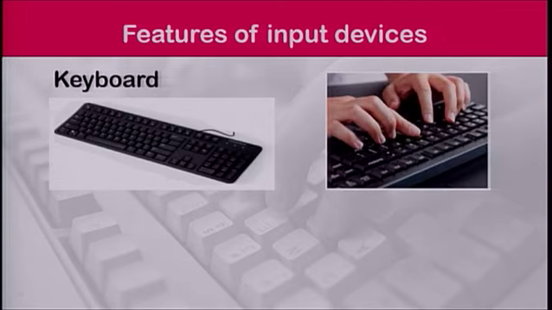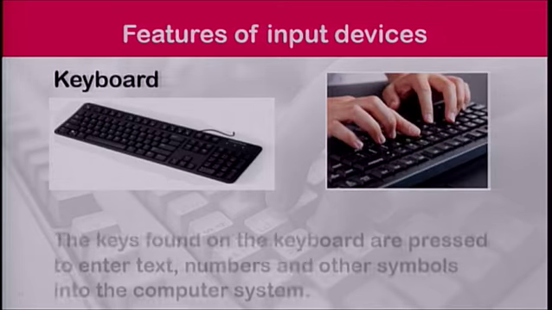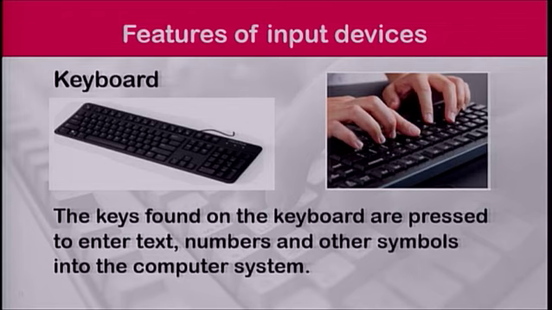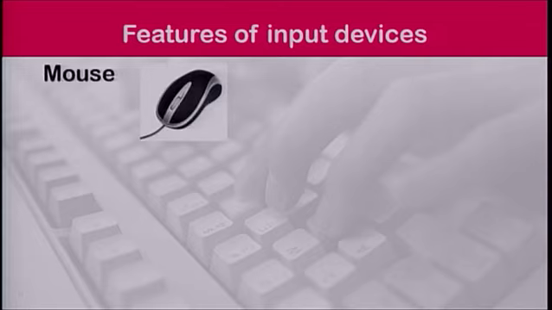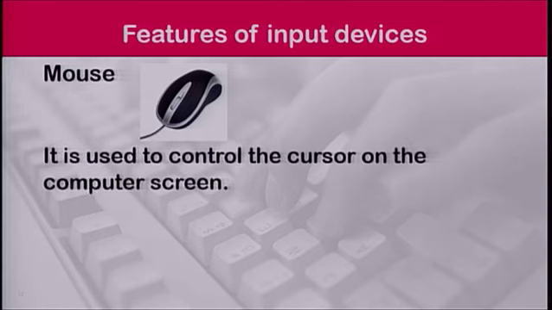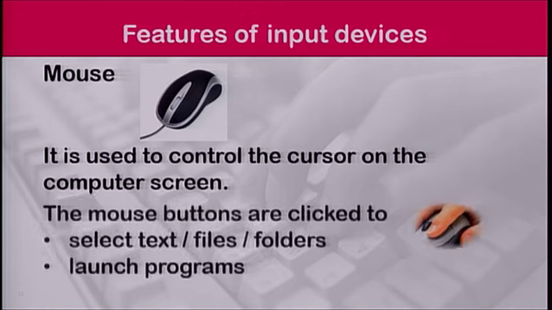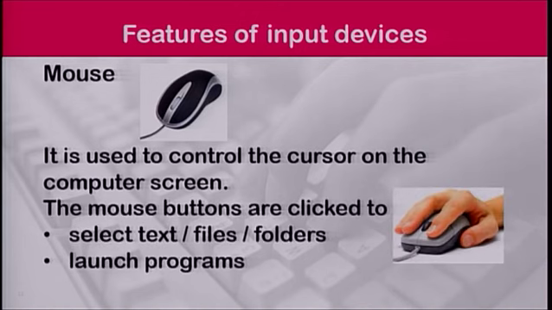The keyboard is a very common input device. One presses the keys found on the keyboard to enter text, numbers, and other symbols into the computer system. Another common input device is the mouse. It is used to control the cursor on the computer screen. The mouse buttons can be clicked to select text, files or folders, as well as to launch application programs.